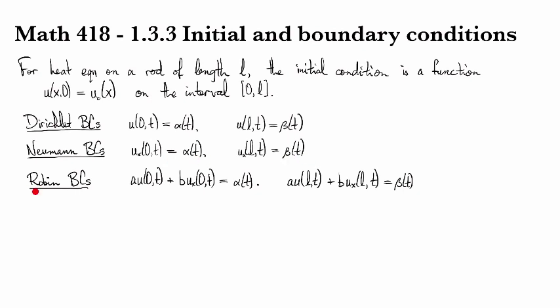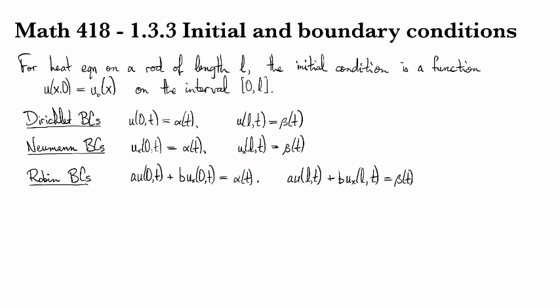You can also have Robin boundary conditions, and this is where you take a fixed linear combination like a u plus b u sub x, and you evaluate it at 0 where it's set equal to alpha, and at L where it's set equal to beta. And so just to sort out the relations between these and why some of them might be natural to think about, let's take a closer look.